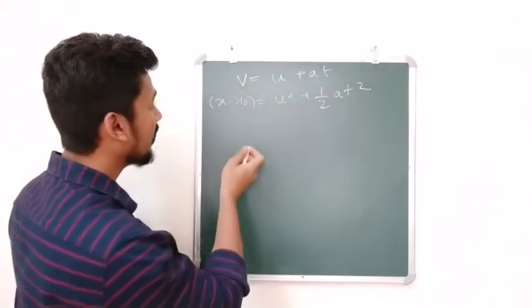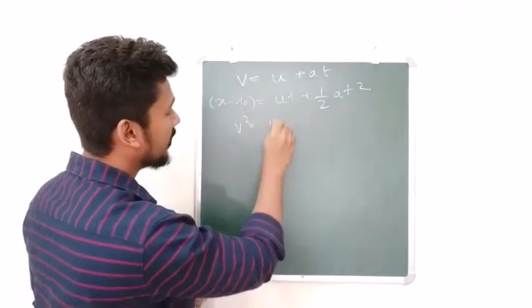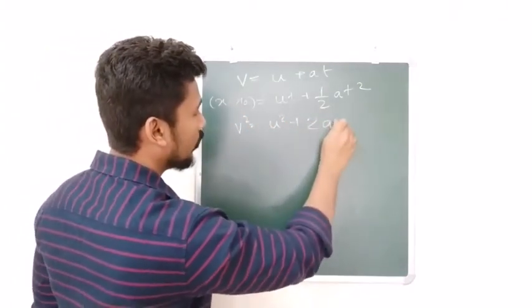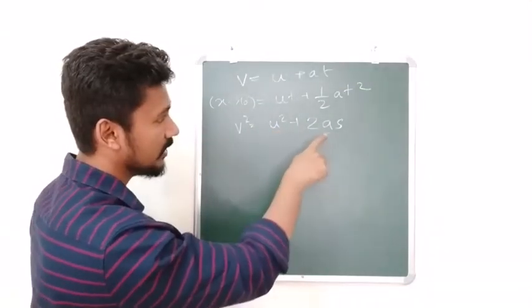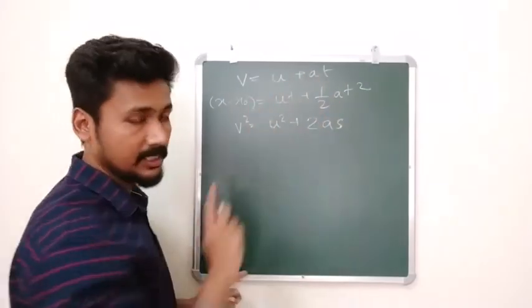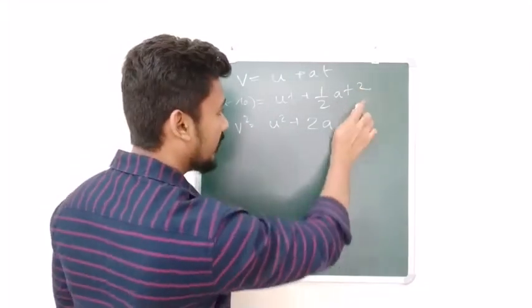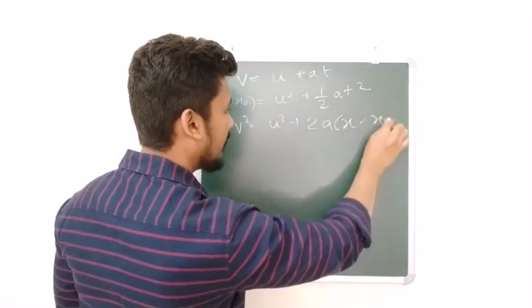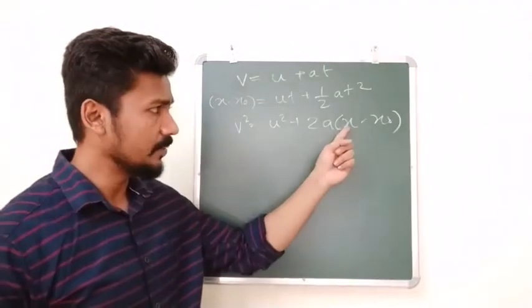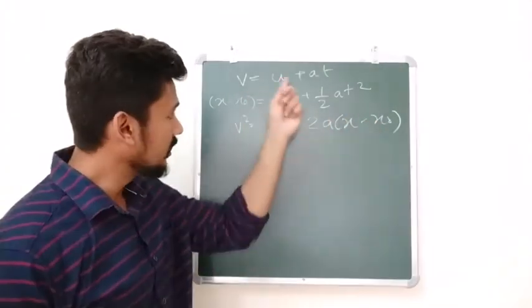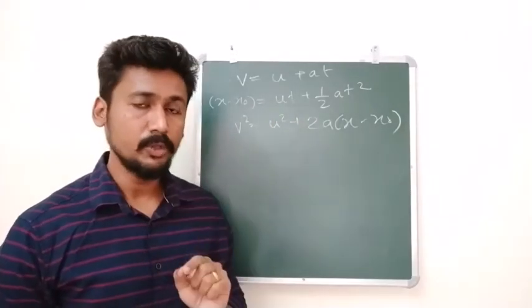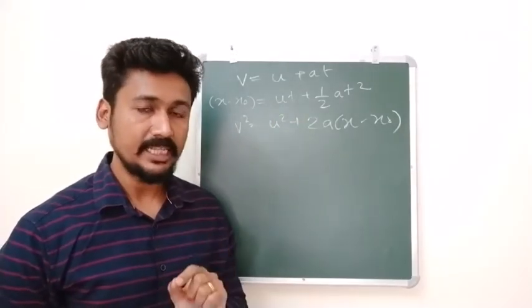And third equation, I am sure again you remember, v square is equal to u square plus 2as. Again v being the final velocity, u initial velocity, a is the acceleration, s is the displacement. Once again we will write it as x minus x naught. I will repeat, x is final position, x naught is the initial position. So these are the three equations of motion which you have studied in 9th class.